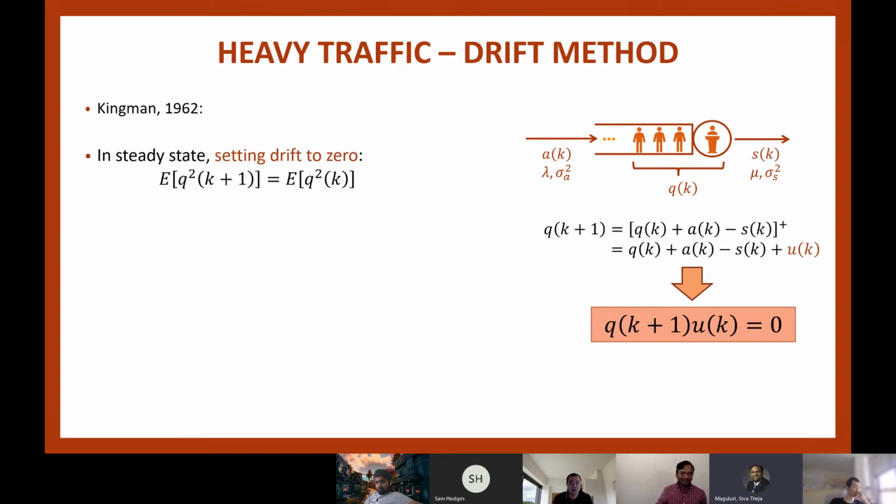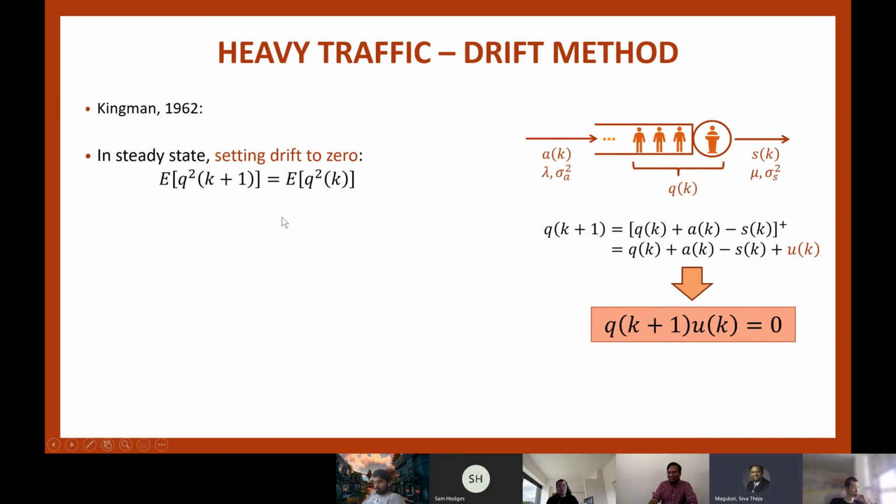So this was first done by Kingman in the 1960s. In the previous slide, I used the first Lyapunov argument, the Foster-Lyapunov argument. In this slide, I'm going to use the second one, which is setting the drift of a function to 0. So again, I take the same quadratic function and then set its drift to 0. And whenever you set the drift of some function to 0 in steady state, you need to make sure that this expectation in steady state is finite. Otherwise, we are doing infinity equal to infinity, and we can prove any nonsensical result using that.